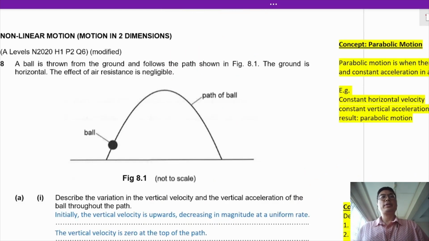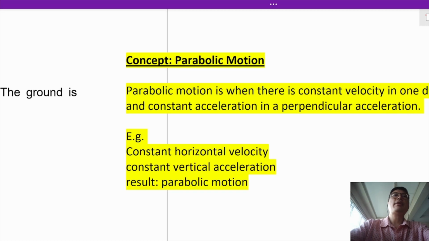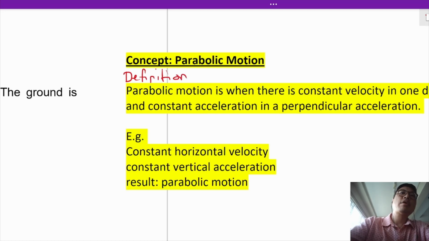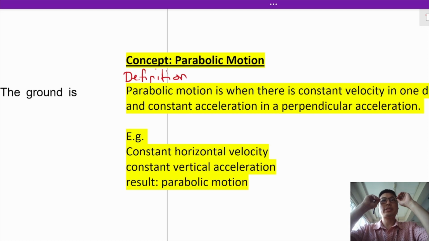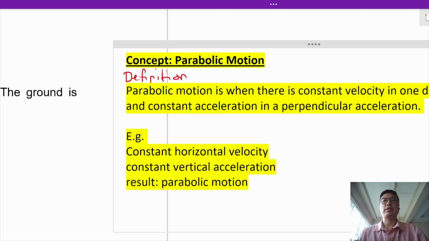Okay, let's take a look at question 8. This is about parabolic motion. Before we begin question 8, let's write down the definition of parabolic motion. Parabolic motion is motion where there is constant velocity in one direction and constant acceleration in a perpendicular direction.